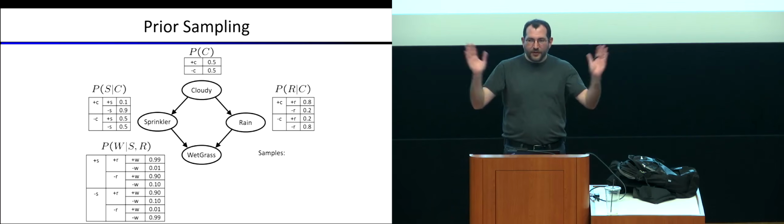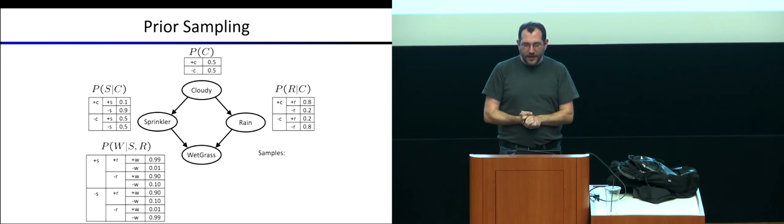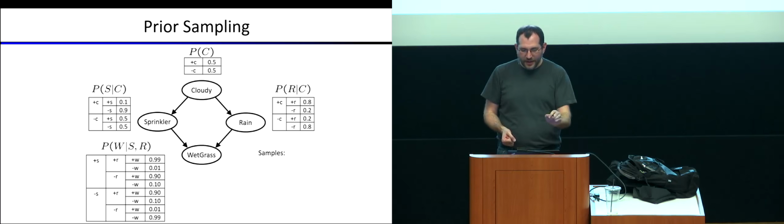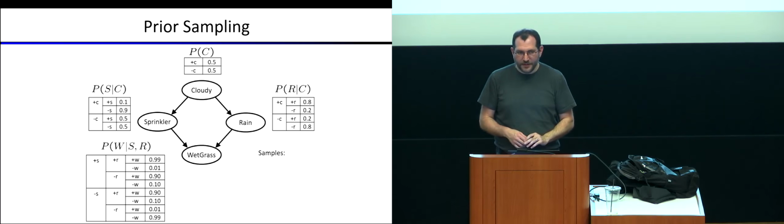What do I know how to do with this Bayes net? Given time, I know how to create the whole joint distribution. So I could do that right now. I could ask you, hey, what's the probability that it's cloudy, there's a sprinkler, it's rainy, but the grass is dry? We could compute that right now by multiplying a bunch of conditional probabilities together. We're going to do something similar to that.